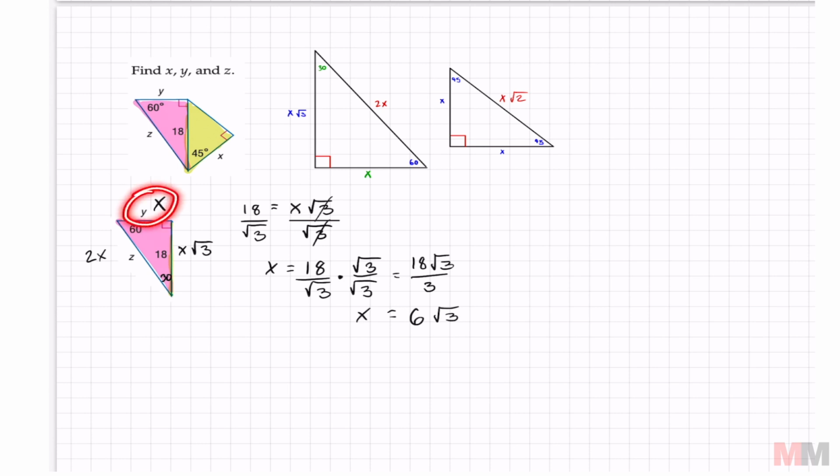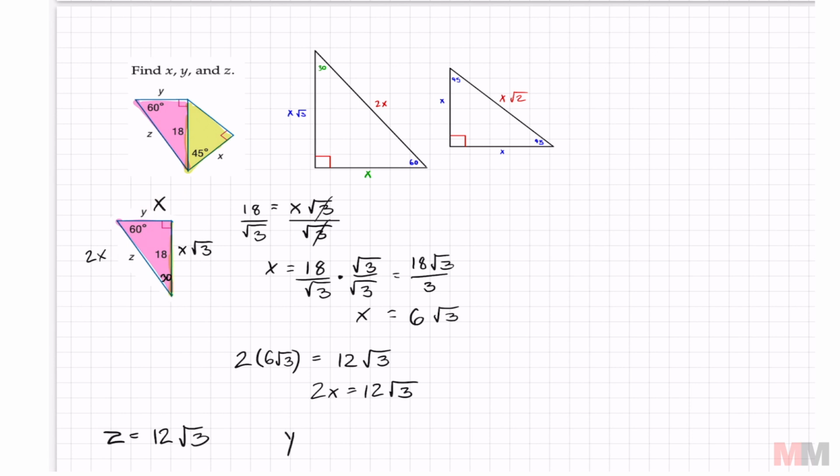That will get this part right here. We know that part now. 2X, I just have to double that value, and I can substitute X as 6 root 3. 2 times 6 root 3 is just 12 root 3. Just multiply the whole numbers, and that will represent 2X. 2X is this part, which is Z. So now I know Z, my final answer, equals 12 root 3. And we labeled Y as X, so we know that Y equals whatever my X value is, 6 root 3.